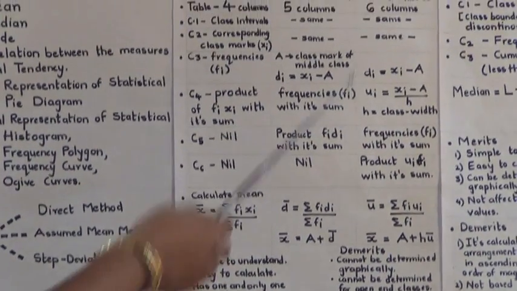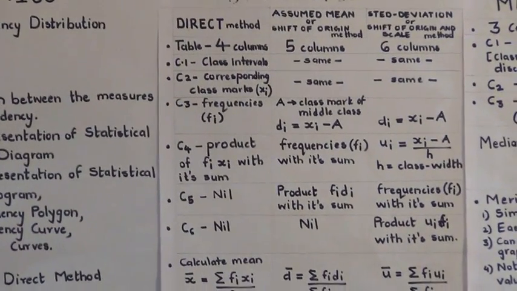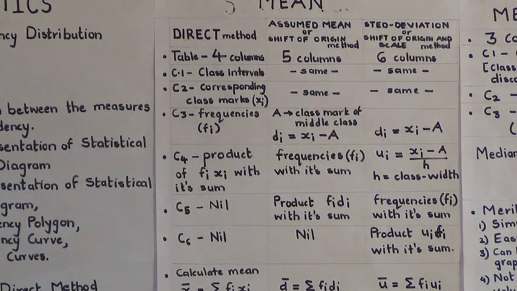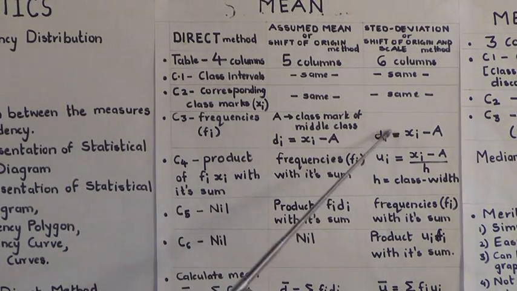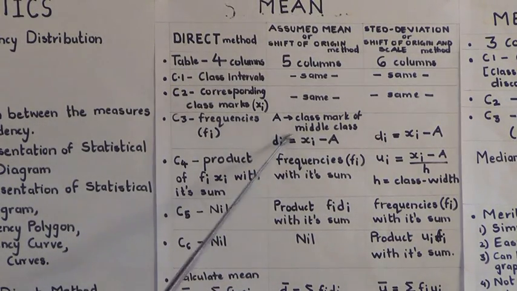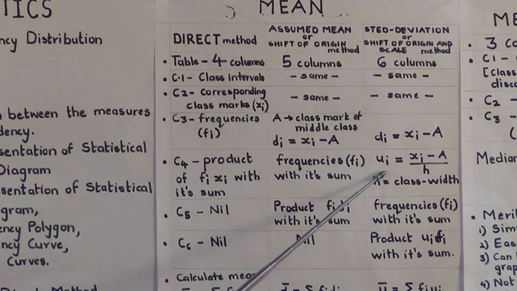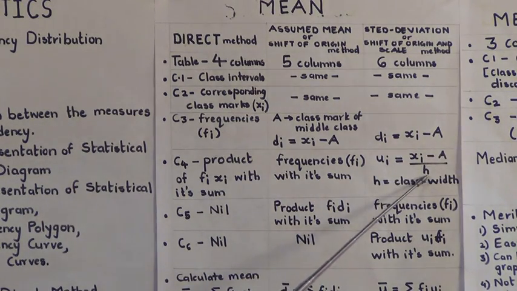The third method, as I told you, is the step deviation method. One step ahead of it. That is, here we have to fill 6 columns. The first 2 columns would be the same, entering the class intervals and the corresponding class marks. The third column would again be the same as the assumed mean method, to find the deviation by assuming the mean. Then the fourth column would be ui, that will be equal to xi minus A upon h, where h would be the class width of each class interval.